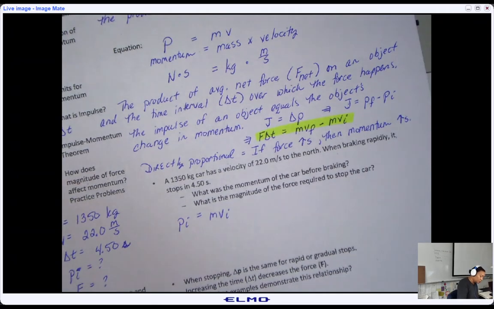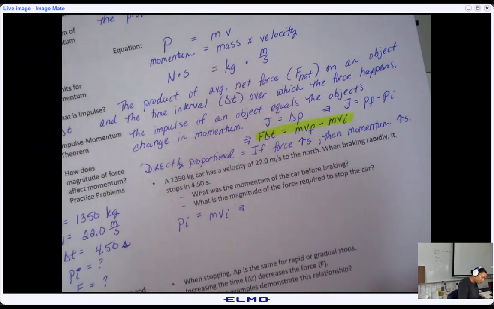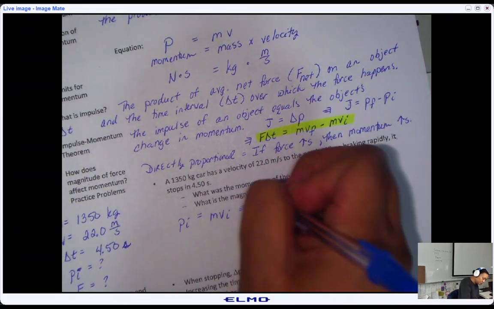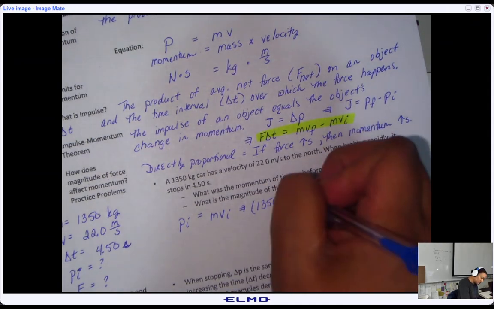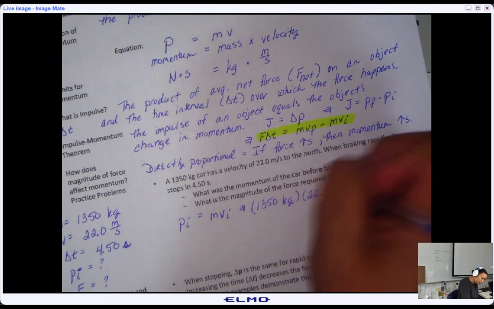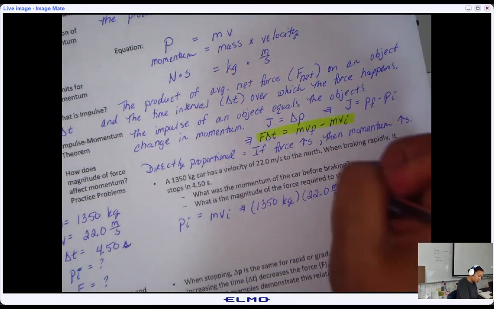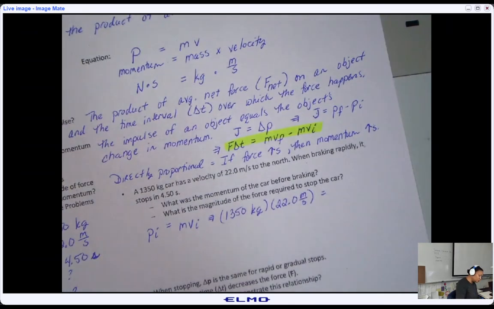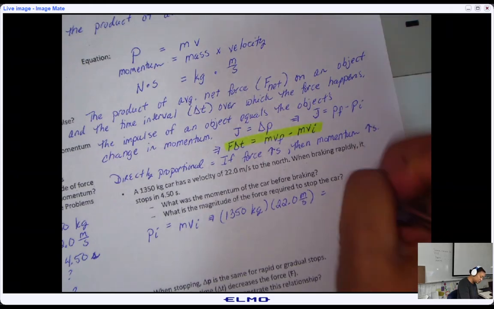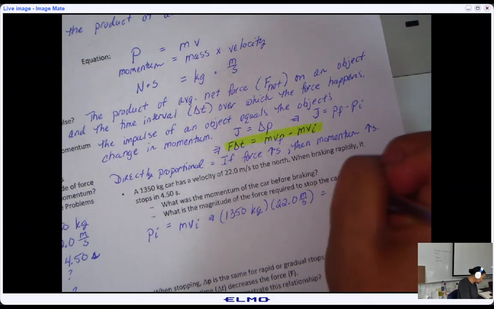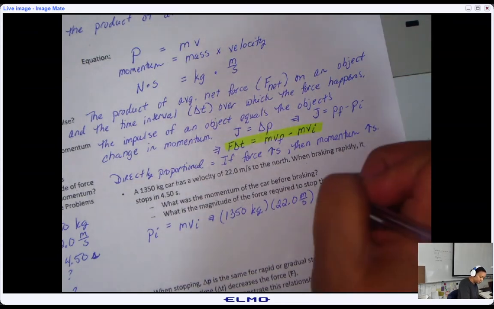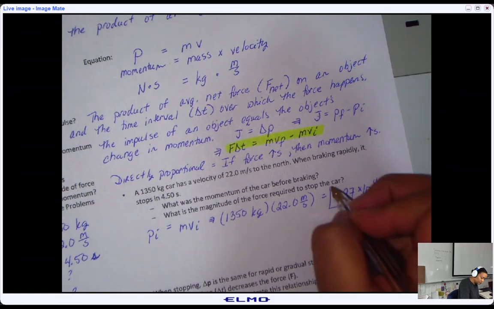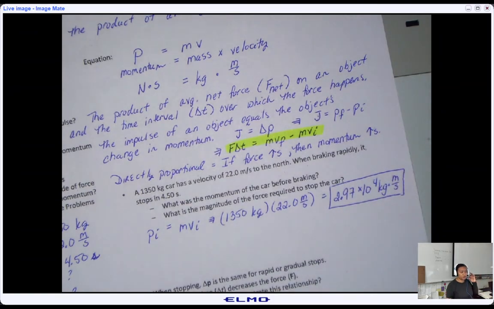Okay, so plug in your numbers. Your mass is 1350, and your initial velocity is 22.0 meters per second. So 1350 times 22, big number, use scientific notation, is 2.97 times 10 to the fourth kilograms times meters per second, or Newton second.